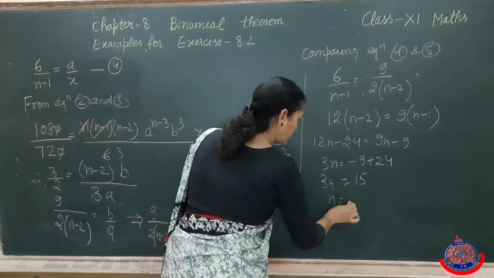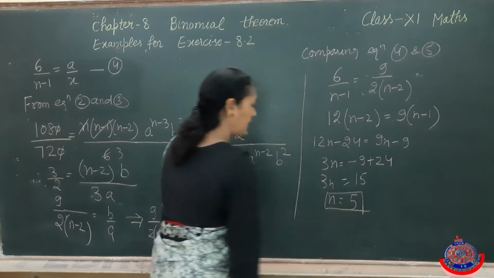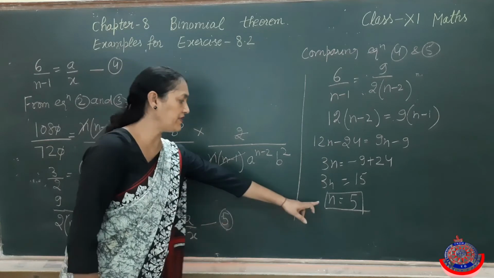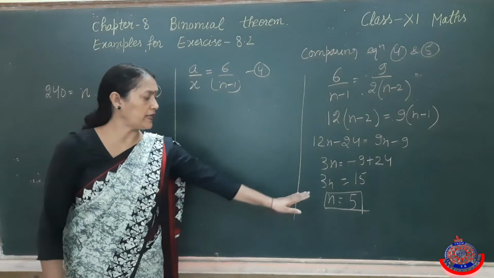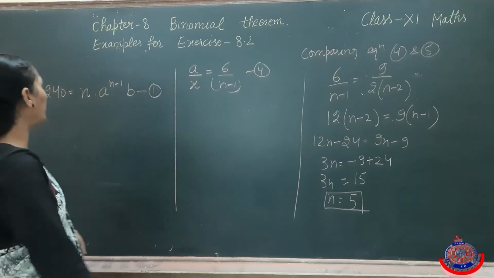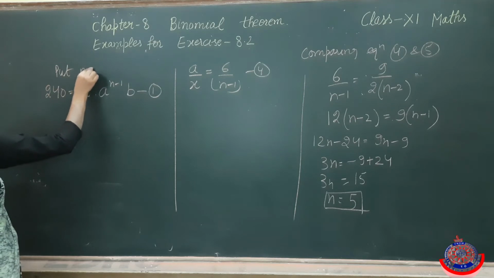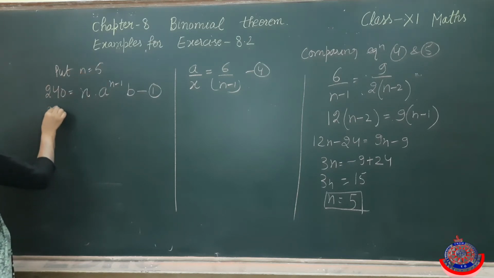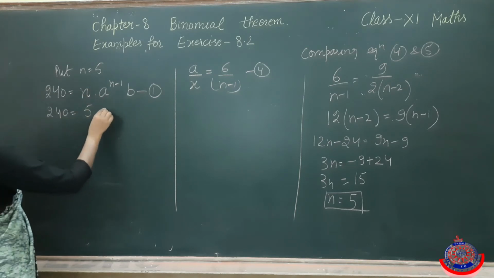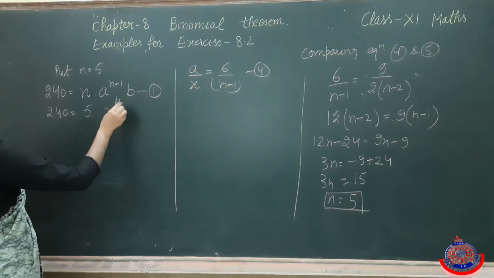So n comes out to be 5. In the question they have told us to calculate a, x and n, and we have calculated. Now if we put the value of n equals 5 in equation number 1 and equation number 4, from equation number 1 we will be getting 240 equals a into x to the power n, which is 5.